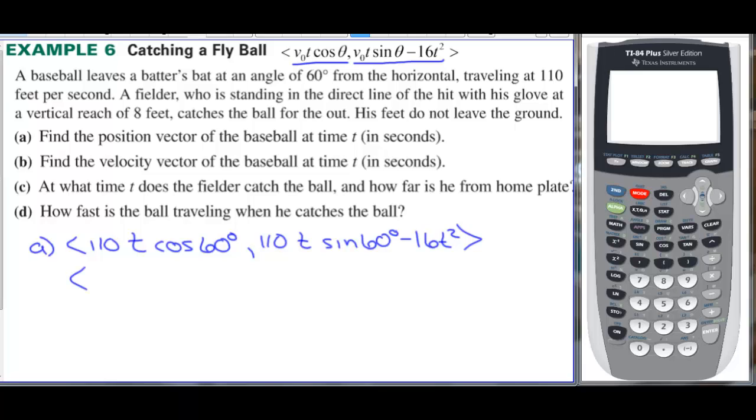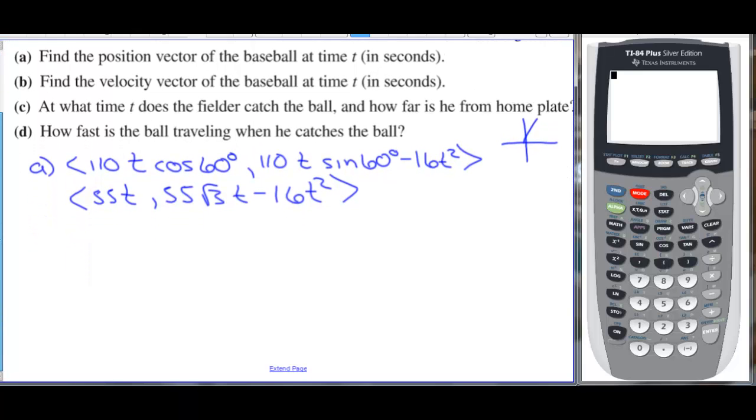All right, we can simplify this a little bit. Cosine of 60 is 1/2. That's 55t, comma 55 square root of 3 t minus 16 t squared, because the sine is square root of 3 over 2, and 110 divided by 2 is 55. So there is your component vector at any time you want. If you want to know where the ball is at 1 second, you plug 1 in.